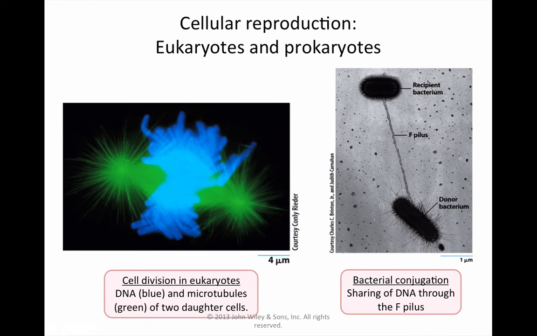But bacteria also have the ability to share some of their DNA with another bacteria. So here we have a donor bacteria. Through a pilus structure, it's able to send some of its DNA to a recipient bacteria. In this way, some bacteria might be able to pass on other genetic material, things that might be advantageous to that recipient bacteria, like antibiotic resistance.